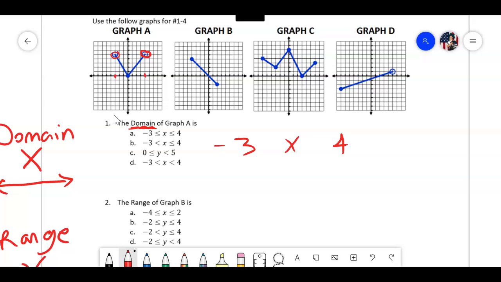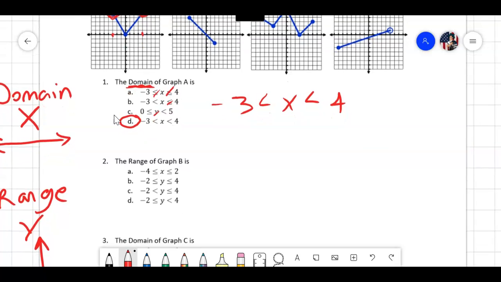And now I'm going to look at these endpoints. Since the endpoints are open and open, we're going to have a less than and a less than, not underlined, okay? You only underline it when it is shaded in or solid, okay? So this is going to be our answer. -3 less than x less than 4. The best answer choice here is letter D, okay? So A and B, the inequalities are wrong on that. And then C is y. That is range, okay?